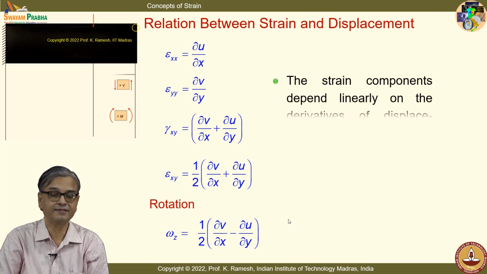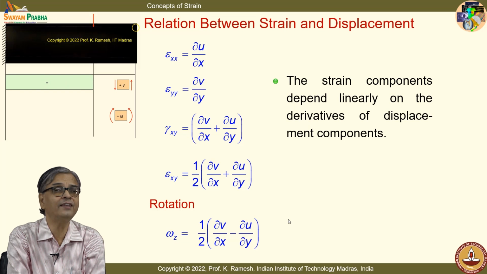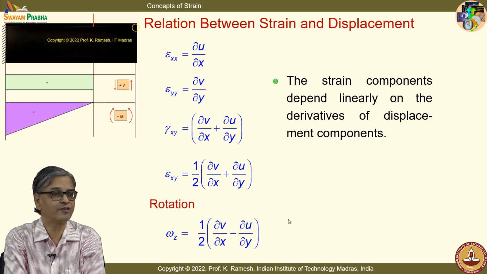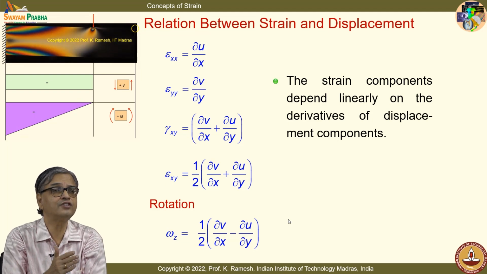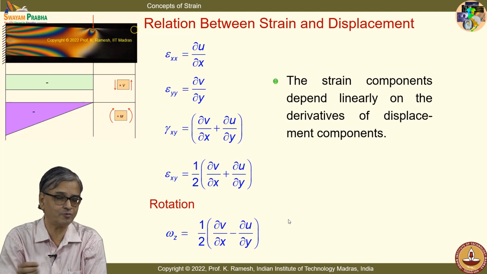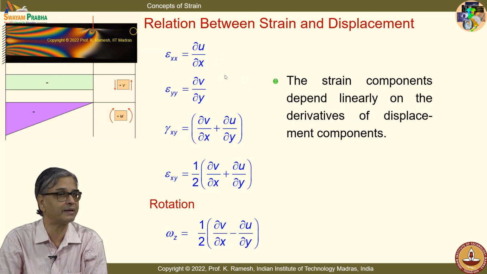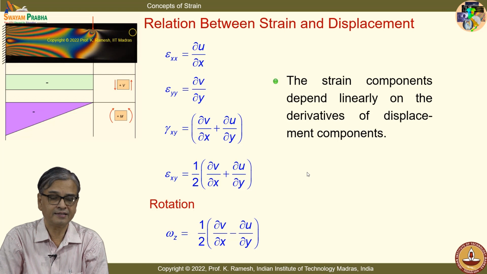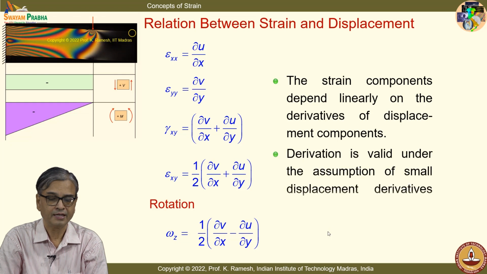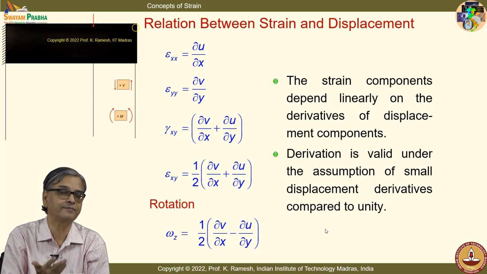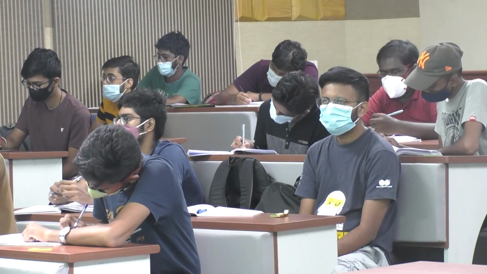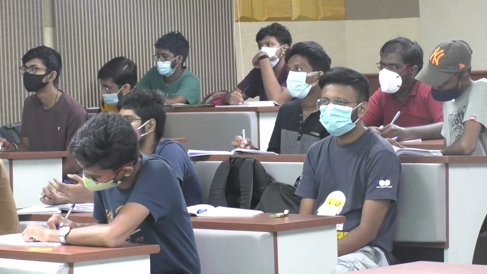And we have already seen, these are all infinitesimal strain components, very small. We are talking of the order of 0.001. It's a number, because you have a ratio of distances. And the strain components depend linearly on the derivatives of displacement components. The derivation is valid under the assumption of small displacement derivatives compared to unity. We have this maximum value as 0.001, which is very, very small when you compare to unity.